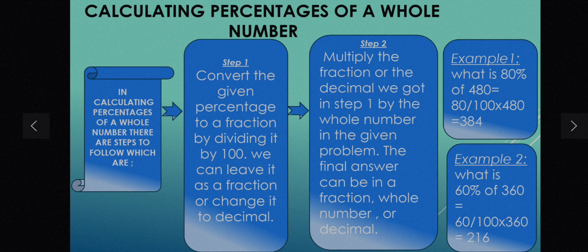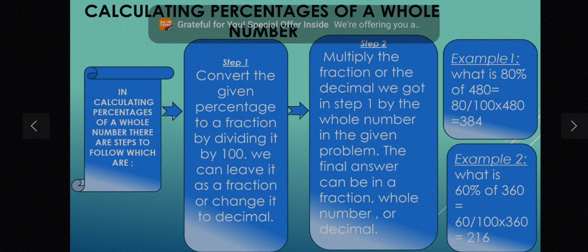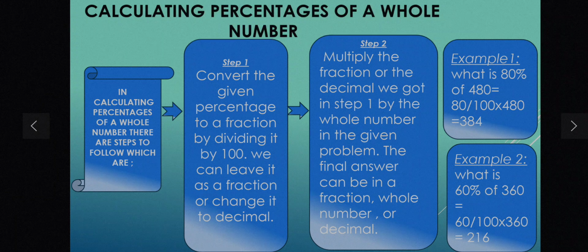So the next step said multiply the fraction or the decimal we got in step 1 by the whole number in the given problem. When you are calculating percentages of a whole number, they will give you a number. They can say, what is 60% of, let's say, 420? You first do 60 divided by 100. That is 60 over 100 times 420.